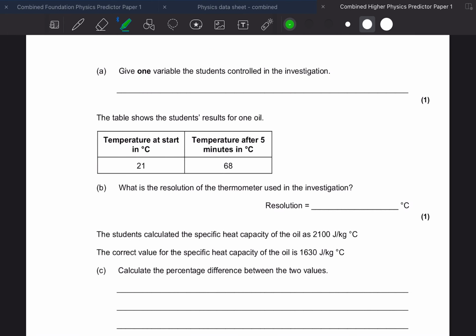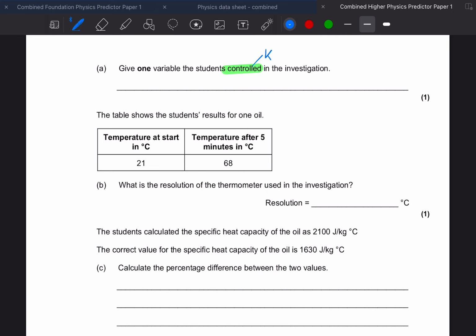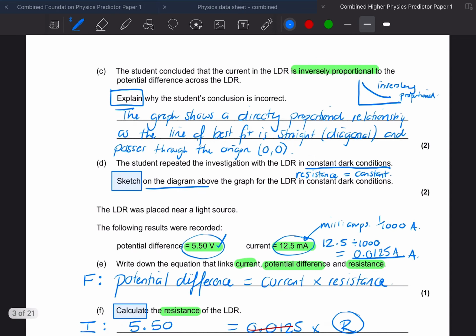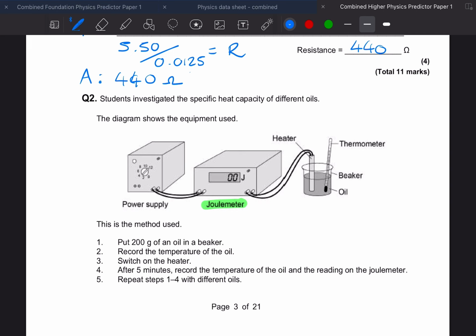Give one variable the students controlled. Okay, so a control variable means keep the same. So we're looking for one thing in that method that they kept the same. You control variables in order to make sure that your results are reliable. So look, they said each time put 200 grams of oil. So that's something they kept the same each time. And also they said 5 minutes. So they were going to turn the equipment on for 5 minutes and then record it. So either of those is fine.